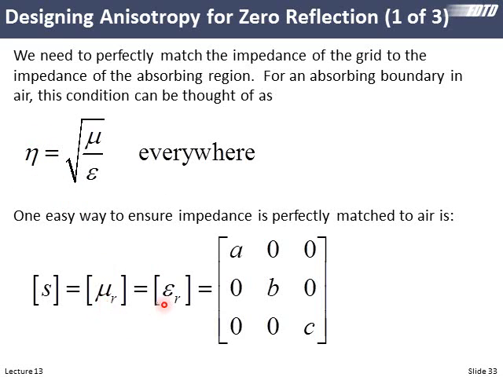So mu will equal epsilon, and so we'll just call it S. And we'll let it be diagonally anisotropic. And we're going to derive some rules of what A, B, and C need to be in order to do our PML problem, and that is prevent reflections for all frequencies, all polarizations, all angles of incidence.